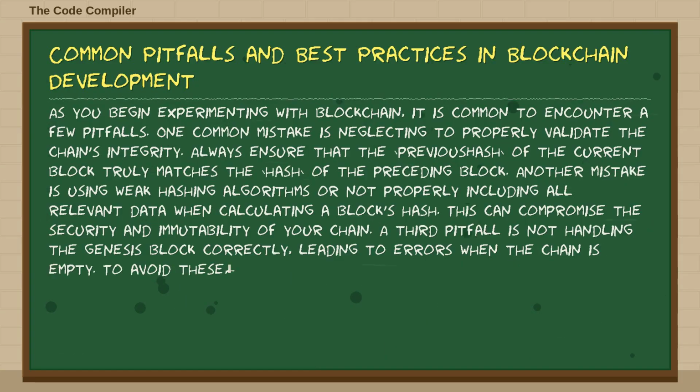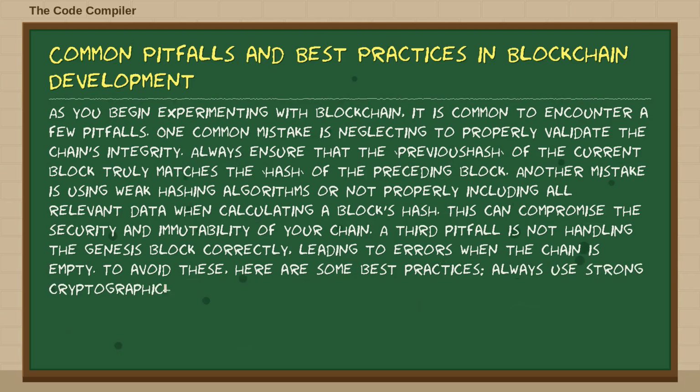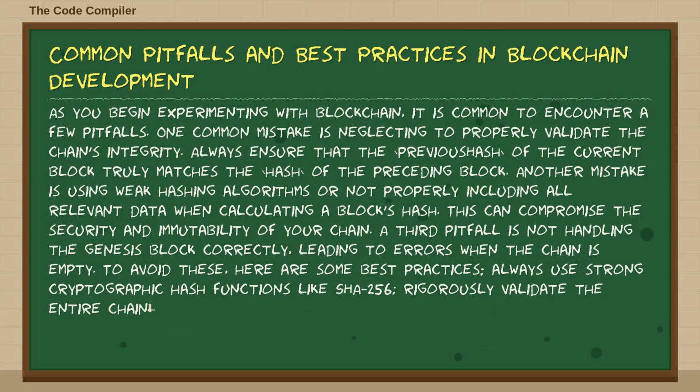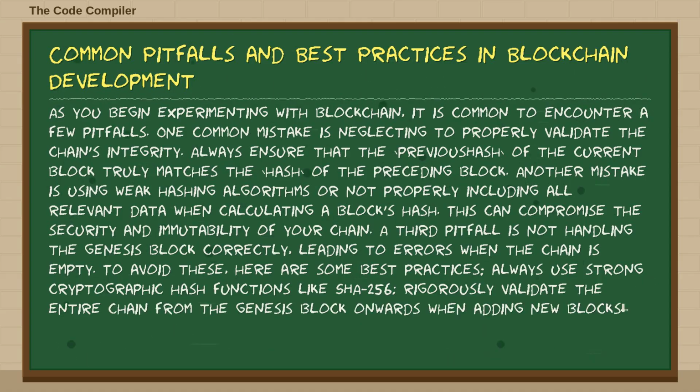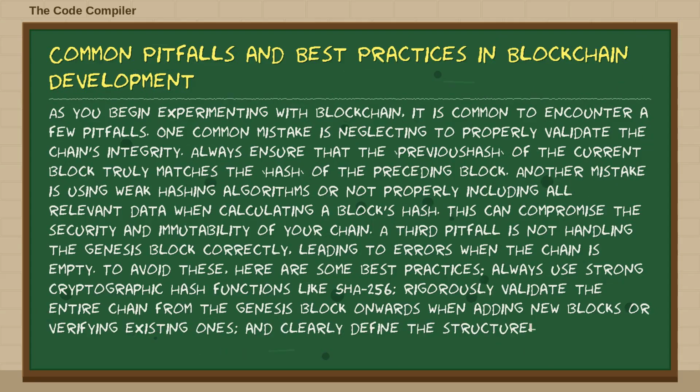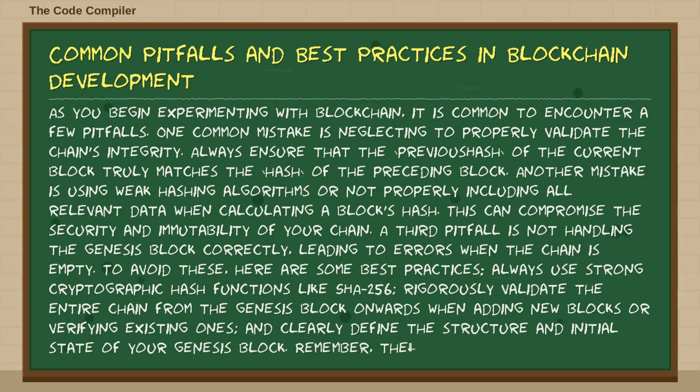To avoid these, here are some best practices. Always use strong cryptographic hash functions like SHA-256. Rigorously validate the entire chain from the genesis block onwards when adding new blocks or verifying existing ones, and clearly define the structure and initial state of your genesis block. Remember, the strength of a blockchain lies in its unbreakable links and cryptographic security.